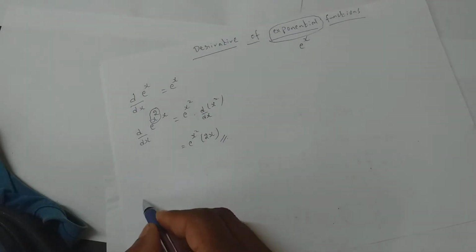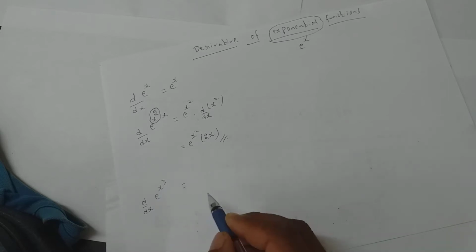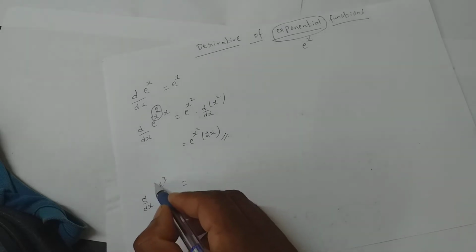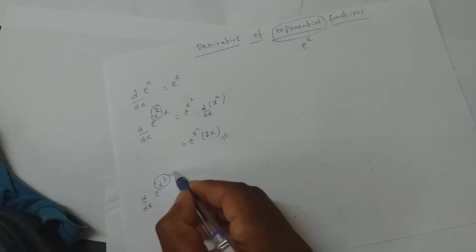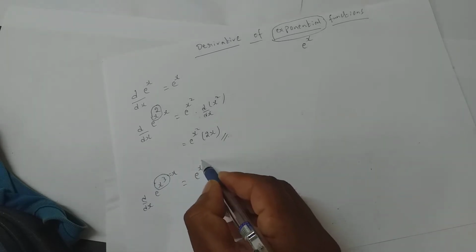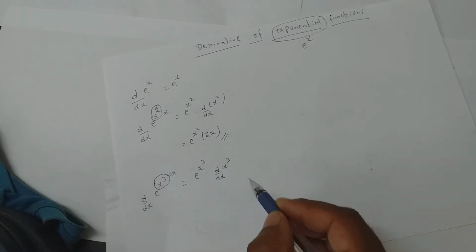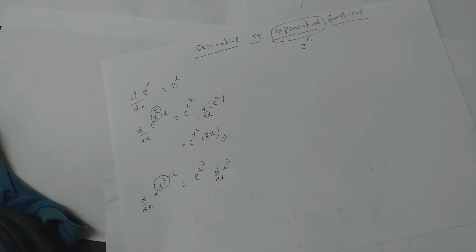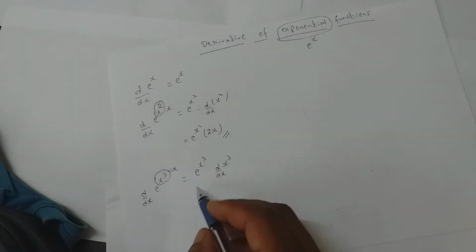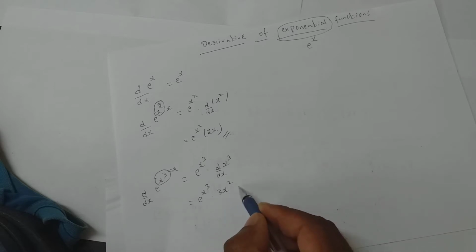Now if it is d by dx of e power x cube, how do you get it? Again, this entire thing you will assume to be x. So it is of e power x form, it is e power x into d by dx of whatever you have assumed in place of x. So this becomes e power x cube into 3x square.